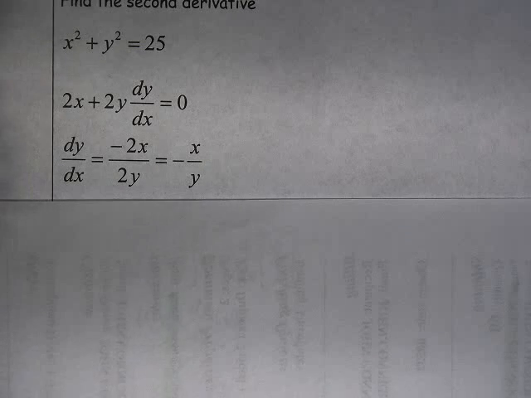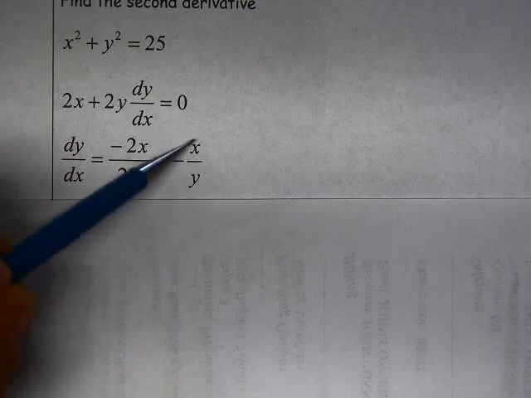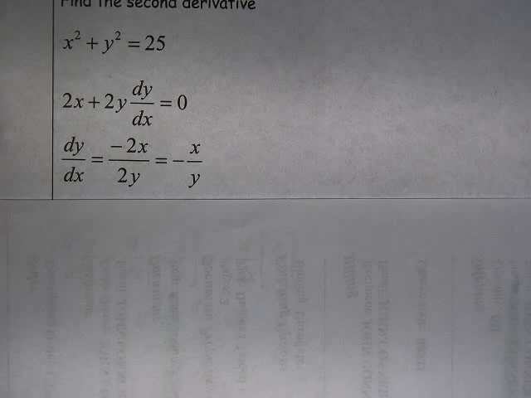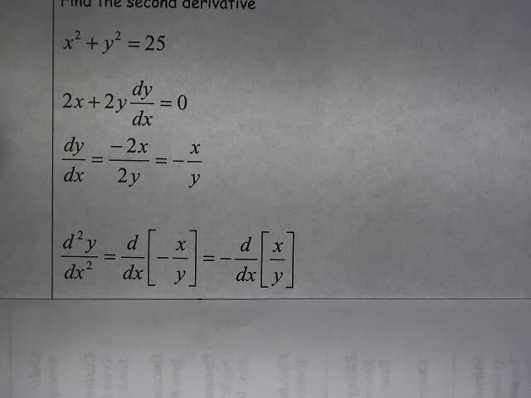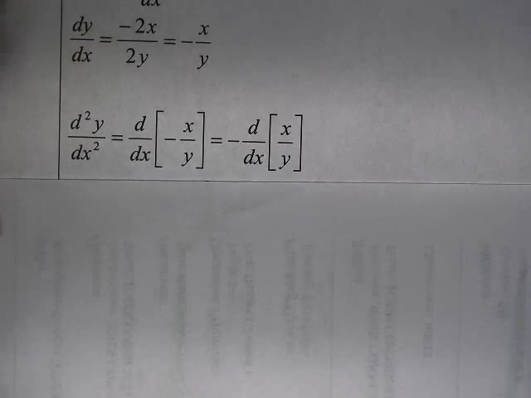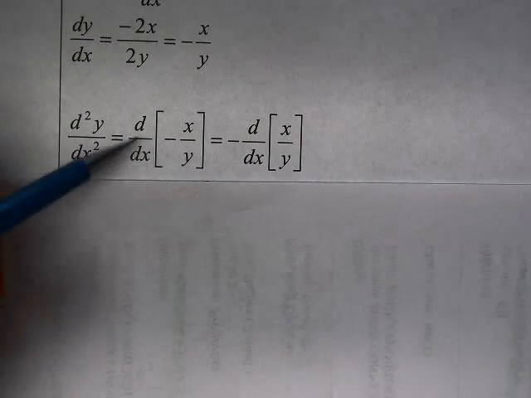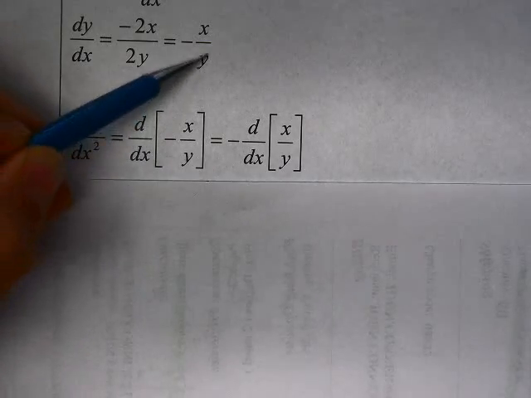So what we need to do now is find the second derivative. You can see that when we take the derivative of this derivative, we're going to have to use the quotient rule to do that. So here's how that's going to look. We're taking the derivative of our first derivative.